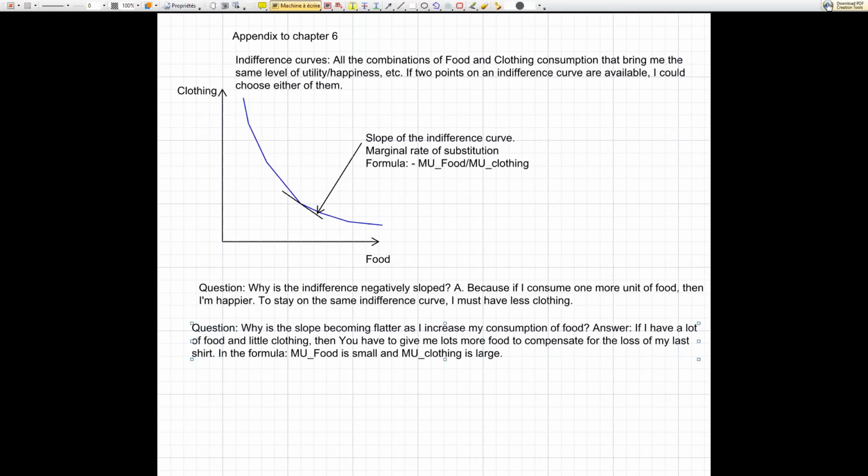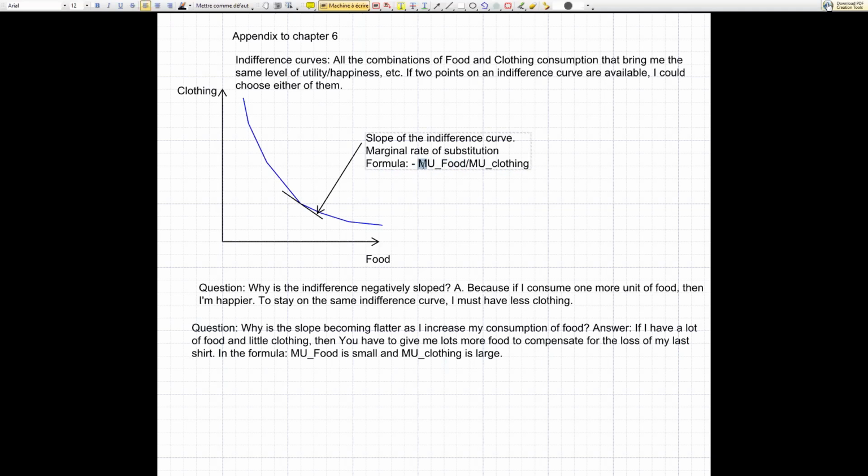Well, sir, in the formula, is the marginal utility like a point on the indifference curve, or is it something else? Marginal utility of food, what is that? Yeah, like what are you dividing? This marginal utility of clothing. So okay, yeah, MU food.